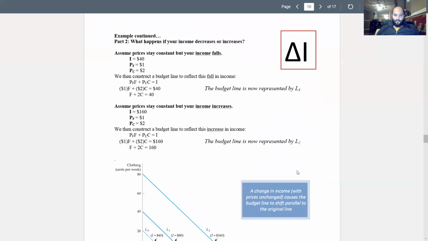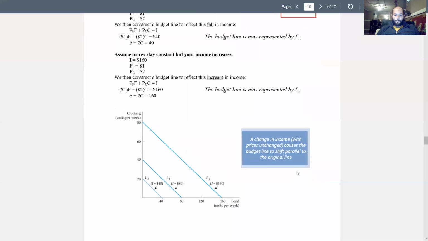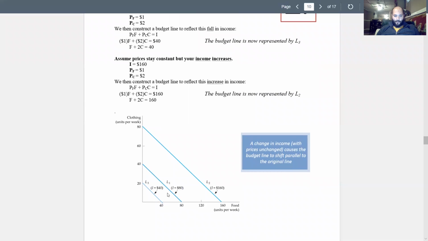What about changes to the budget line? Suppose we get more or less income. Here's our original budget line of 80. If we only have $40, then here's a line which shows us all of the combinations we can buy with our $40 income, given the same prices. If we have $160, here's L2, which shows us all of the combinations of goods we can purchase with our $160 income. So changes in income without changing any prices are going to be parallel shifts of this budget constraint.